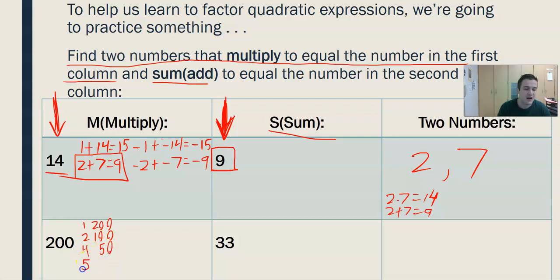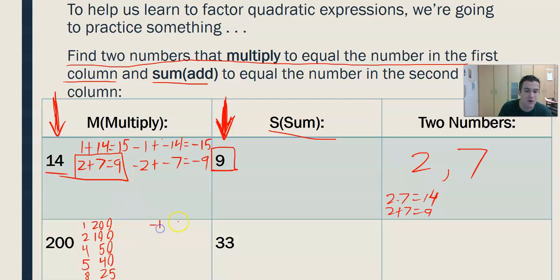I have 5 and... See, I have to start getting my calculator, and that's fine. 5 and 40. 6 won't go in evenly, 7 won't. 8 and 25. There are a few more. I'm going to stop right there, though, because that's all we're going to need.